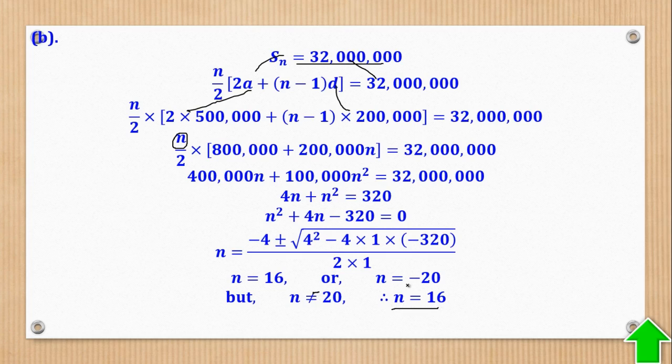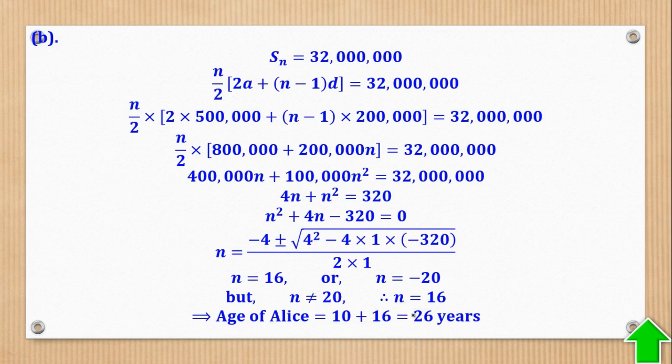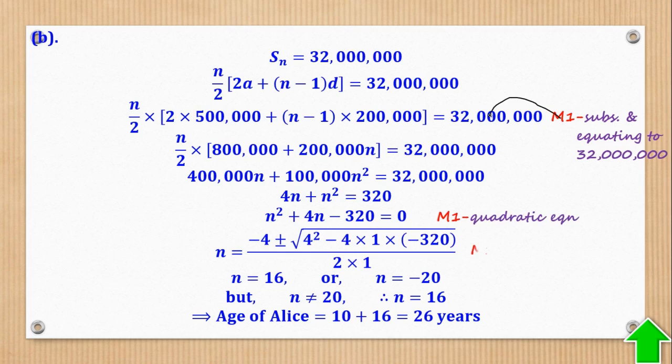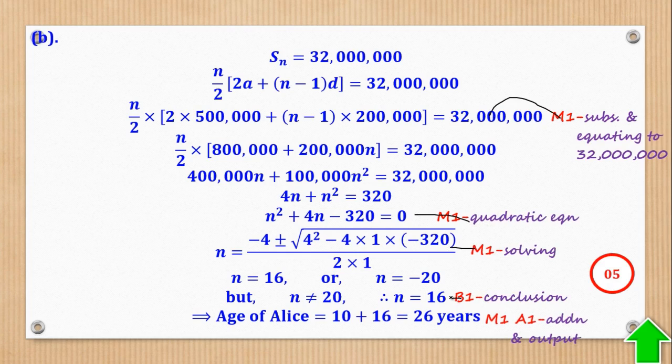But remember, they began counting on the 11th, so it means that the earliest age will be 10 plus 16, which is 26 years. So this is M for substitution, quadratic formula, solving, conclusion. Conclusion means you eliminate the negative. Substitute, addition, and output. So that's how we could get the 5 marks in this part.